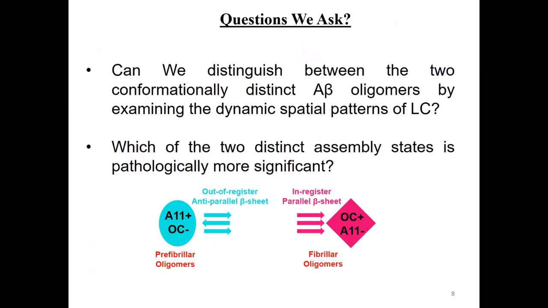So the questions we ask here are: number one, can we distinguish between the two conformationally distinct A-beta oligomers by examining the dynamic spatial patterns of liquid crystals? Number two, which of the two distinct assembly states is pathologically more significant, whether it is prefibrillar oligomers or fibrillar oligomers, which are OC positive and A11 positive respectively?